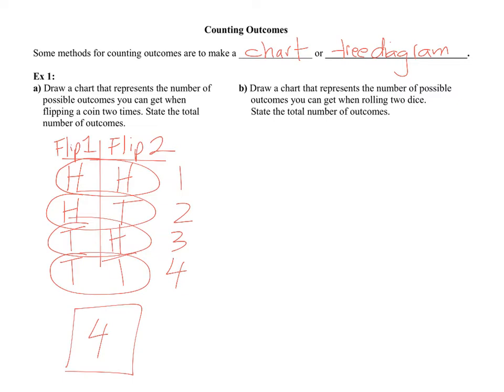Part B, draw a chart that represents the number of possible outcomes you can get when rolling 2 dice. State the total number of outcomes. Alright, so for a die, there aren't just 2 sides, there's 6 sides. There's a lot more going on there. So this is how we create a chart when we're rolling 2 dice. Okay, so what are the possibilities for 1 die? I could get a 1, then a 2, then a 3, then a 4, then a 5, then a 6.